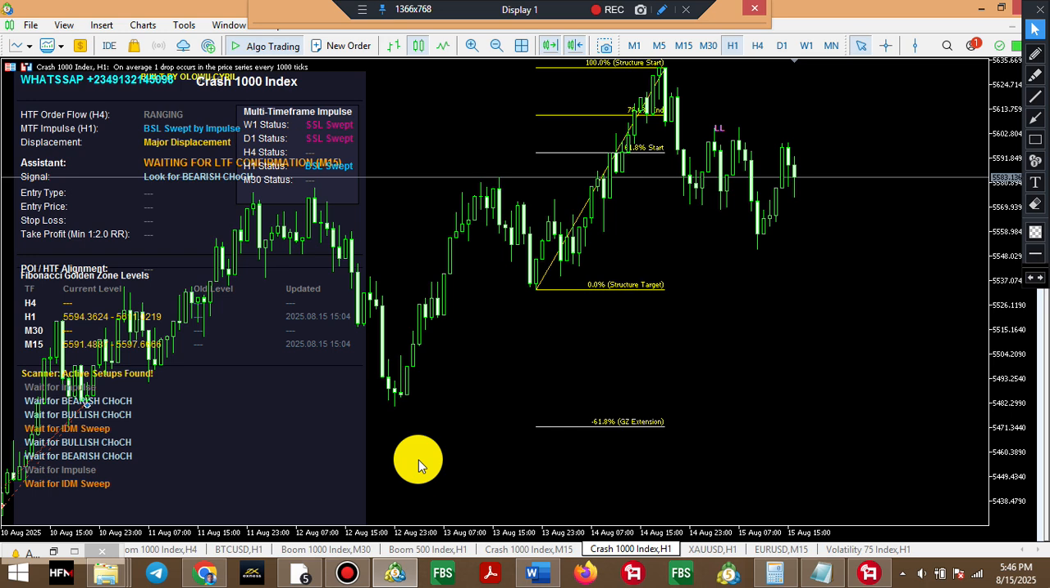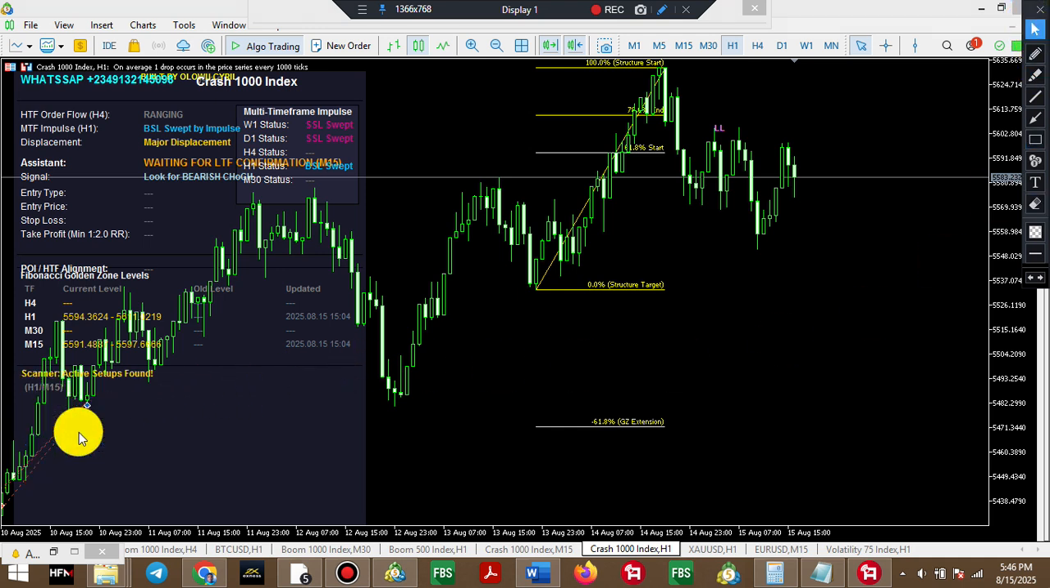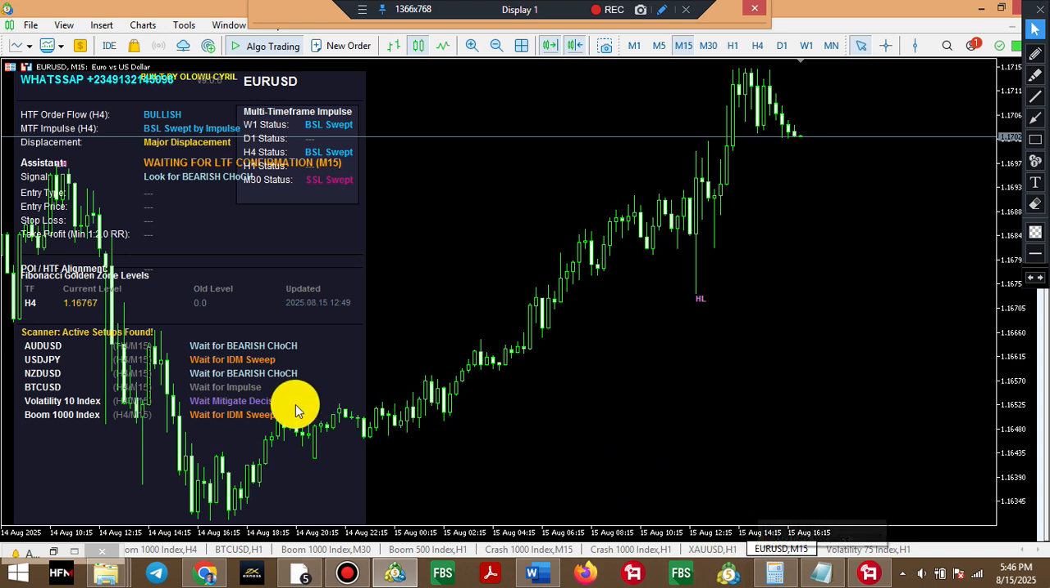Now, the last part of this system is the multi-scanner side. Now, which is this down aspect, right? You can see so many waiting for change of character. I noticed that when you add this software to Boom and Crash or synthetic indices, it only tells you change of character, but it doesn't display the pair, right? Unlike when you come to Forex pairs, you see it will display the pair, display the time frame, and then tell you the result or situation. So you can as well add this to the currency pair while you input your synthetic pair inside.